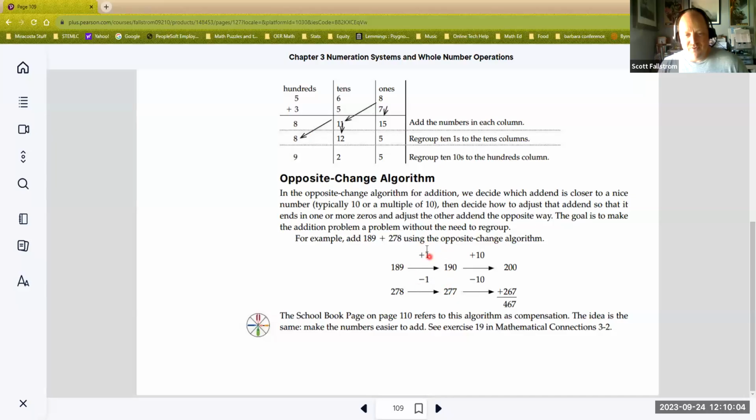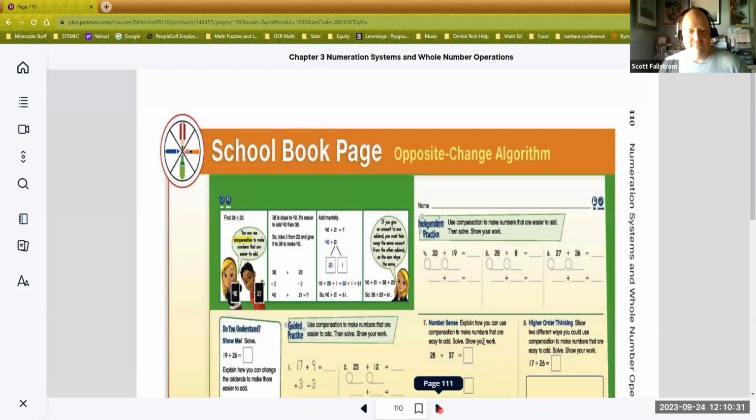As long as the number you add and the number you take away cancel out, you're going to be fine. So what they did here is they added 1 to get to 190 because 190 is easier to work with than 189. But if you add 1, you got to take 1 away from the other number. And again, if you add 10 to 190, you get 200, which is way easier to work with than 190. So if you add 10, you got to take 10 away. So you're balancing.